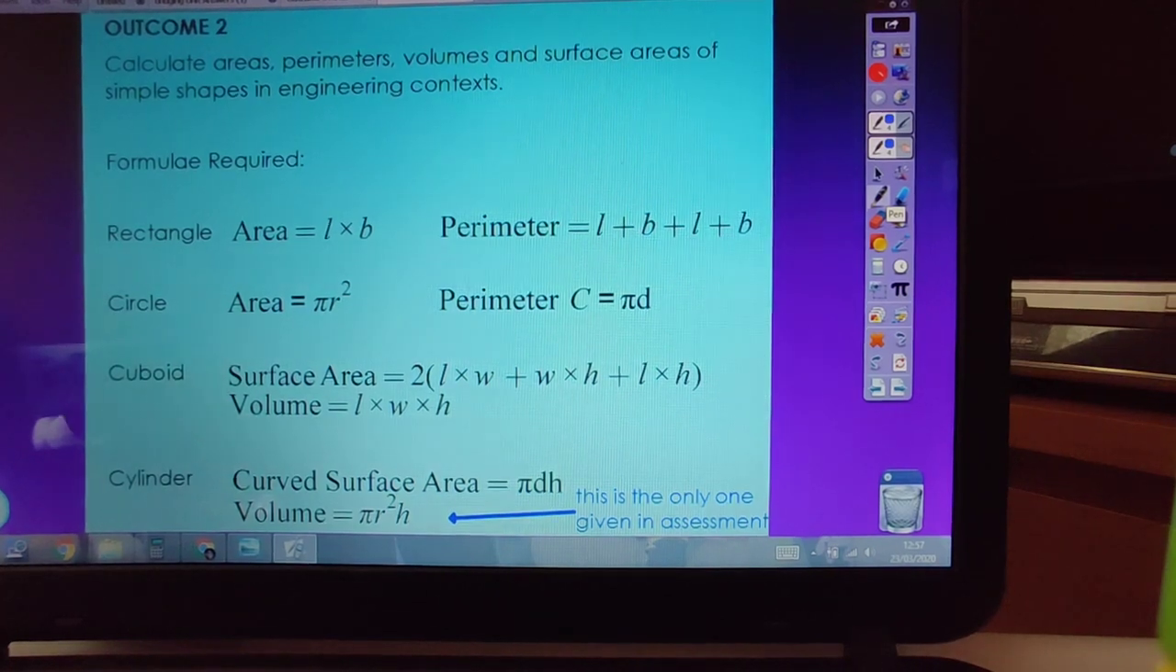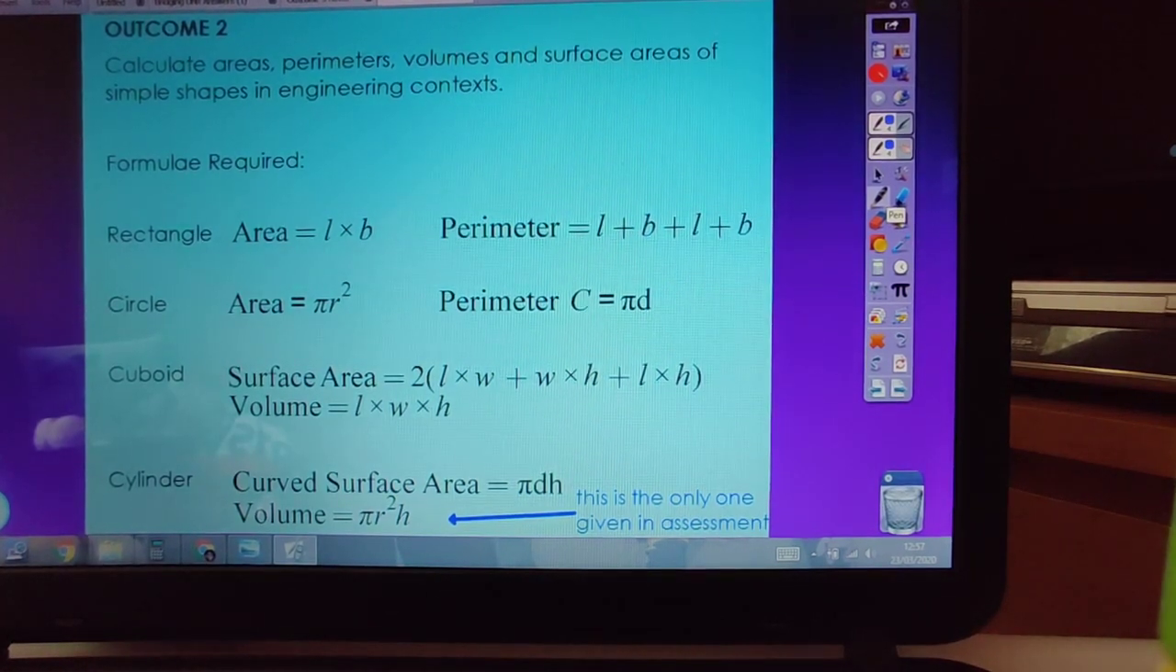Hi, this is a video tutorial on outcome 2 of the Craft Maths for calculating areas, perimeters, volumes, and surface areas of simple shapes. Everything on this page here are the formulae you're required to know within the assessment. The one at the very bottom is the only one given to you, so you have to know these off by heart. However, quite a few you will know from your school days, such as to find the area of the rectangle, its length times breadth. Or to find the perimeter of the rectangle, you add the two lengths and the two breadths together.